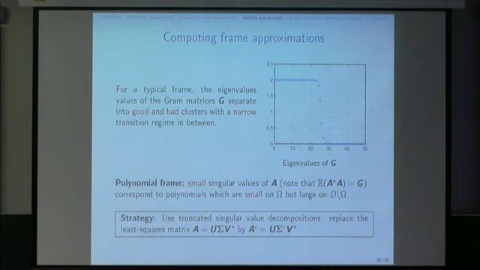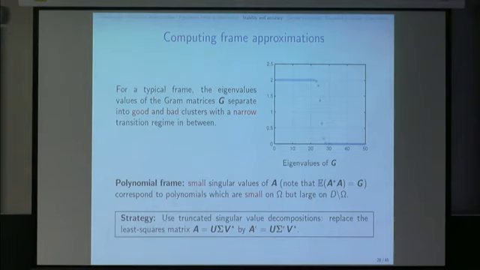For this polynomial frame, we have a nice interpretation of the eigenvalues of G. Or let's actually think about the singular values of the least squares matrix. I can transition between talking about singular values of the least squares matrix and eigenvalues of the Gram matrix, because in expectation, A star A is equal to G.